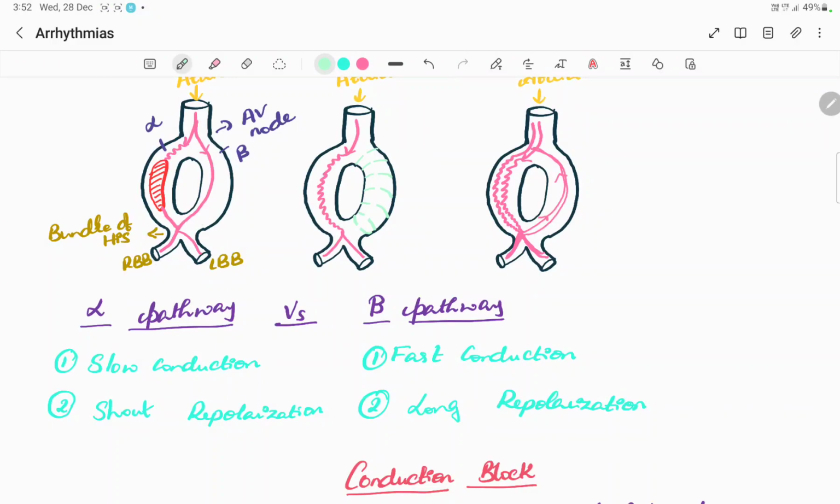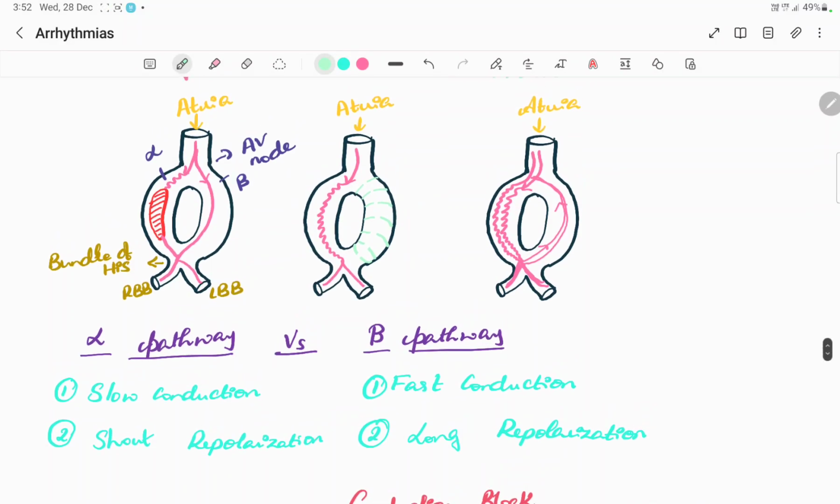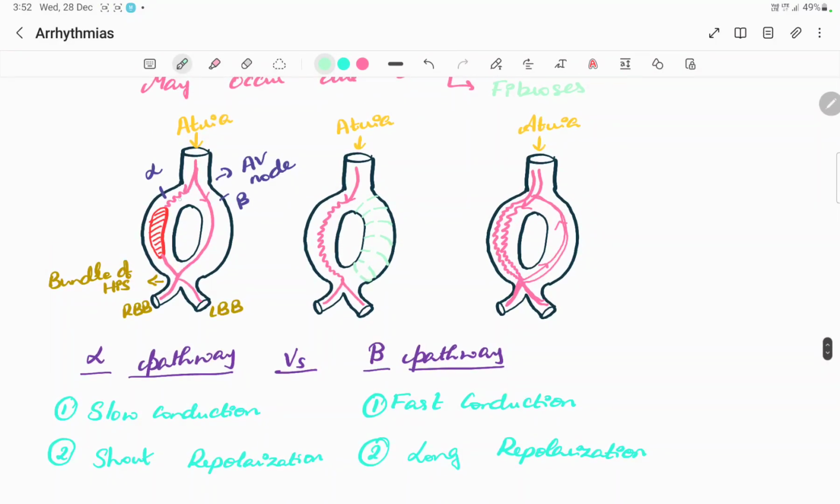Anyway, it is going to go to the bundle branches. From the atria, when this comes down, a slow conduction occurs in one pathway, whereas here there's a fast conduction, and then it goes to the right and left bundle branches, after which a little of it also goes back to the alpha pathway, which is the cause for the cancelling of the current. So what happens in the alpha pathway is that though the conduction is slow, the repolarization will be short, whereas in the beta pathway, though the conduction is fast, the repolarization is going to take longer because the current is cancelled here.